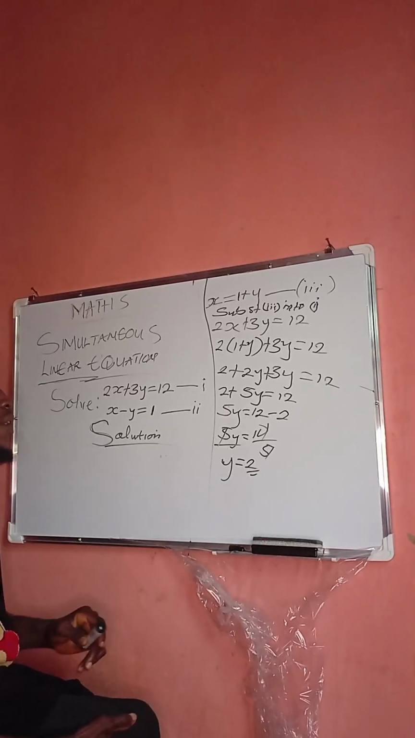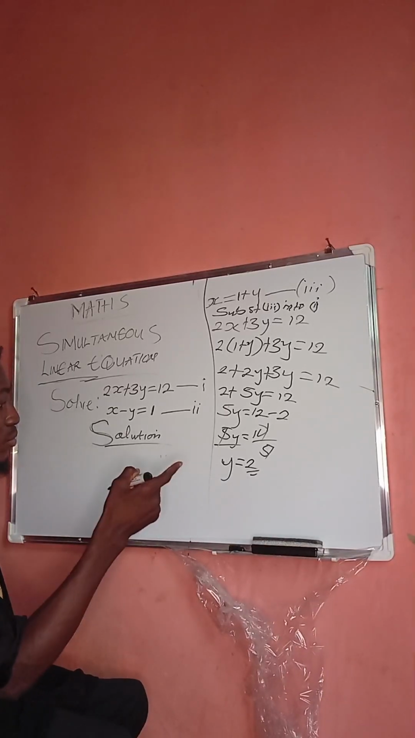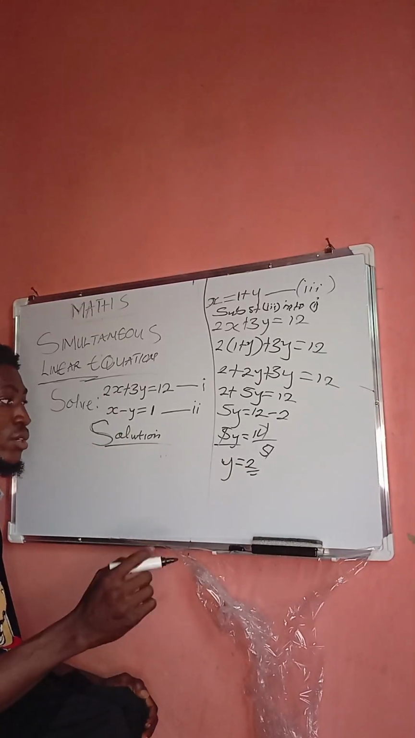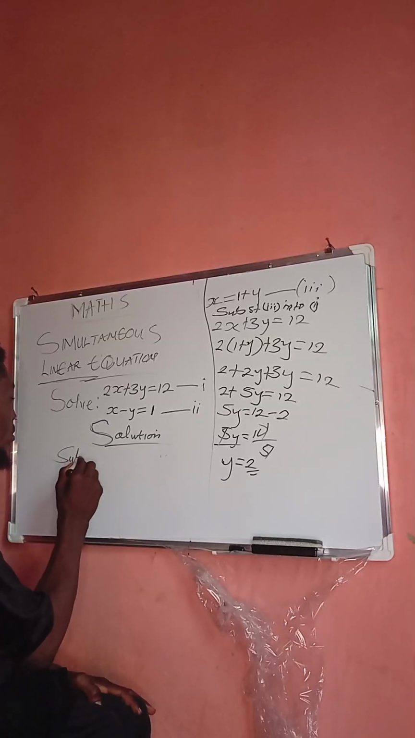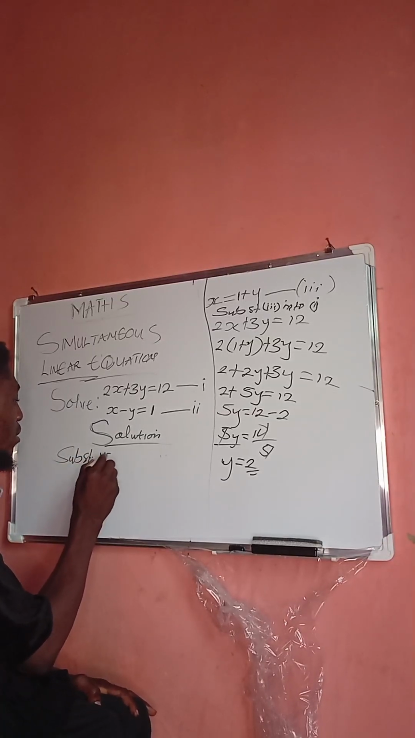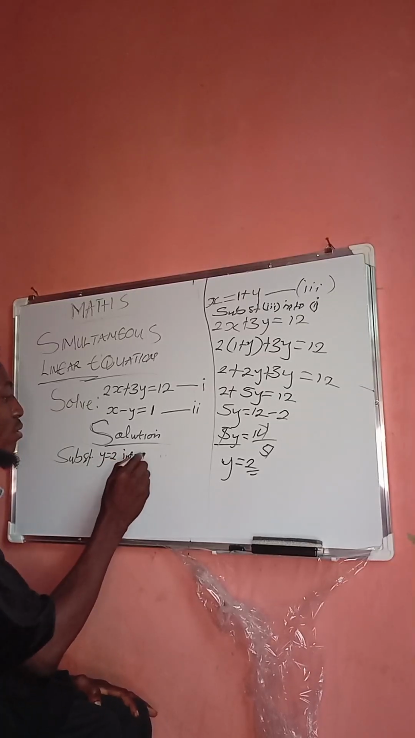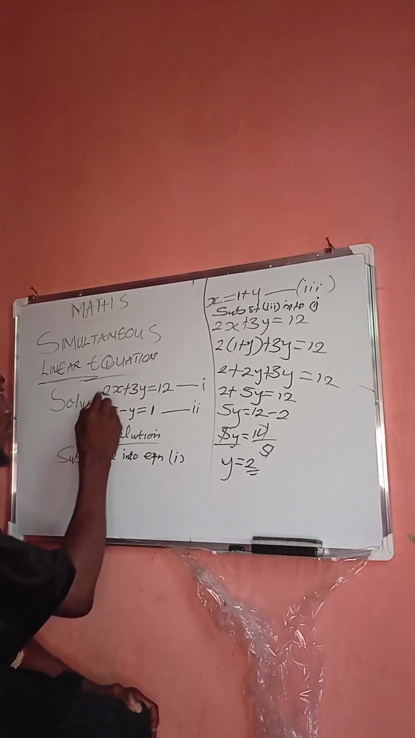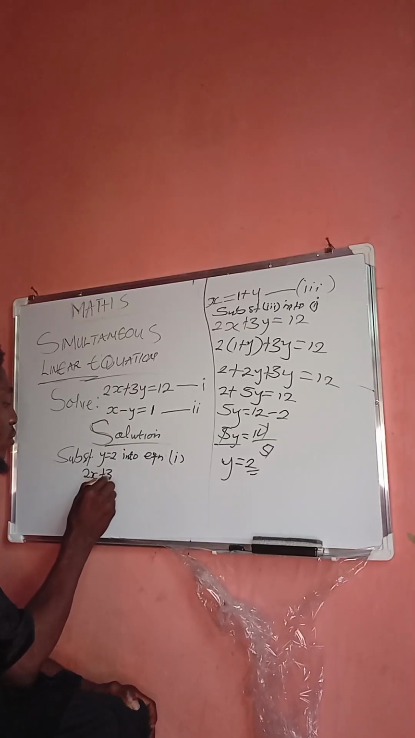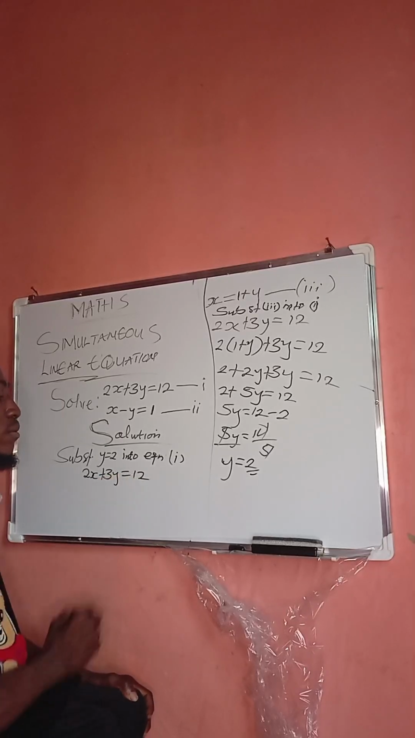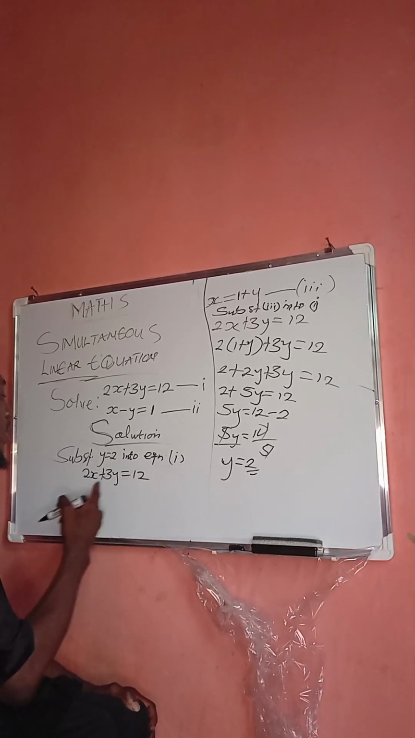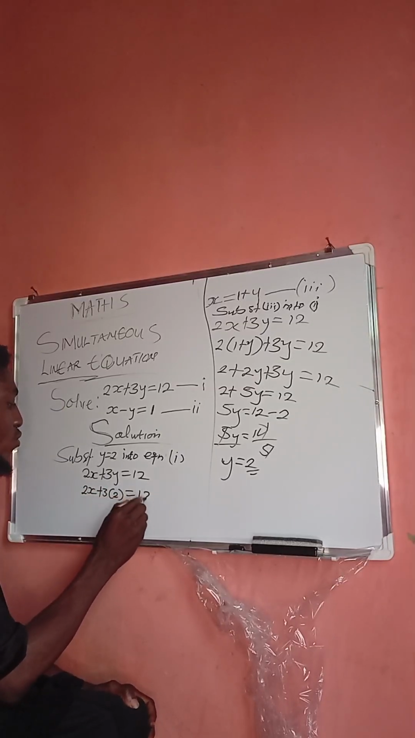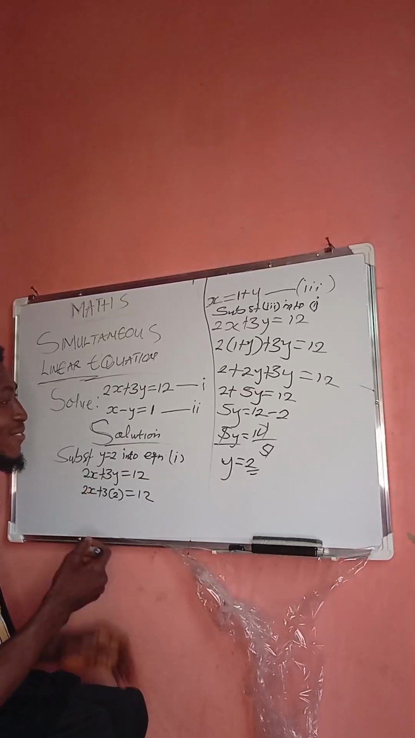So now, how do we find our x? We got our y already. So now let's substitute y is equal to 2 into equation 1 again. Do you understand? This equation 1 now, let's bring it out, which is 2x plus 3y equals to 12. This is equation 1. Now, anywhere we see y, we are putting 2 in this place. So we now have 2x plus 3 into 2 is equals to 12. As you can see the math is sweet, very, very fantastic, very interesting.